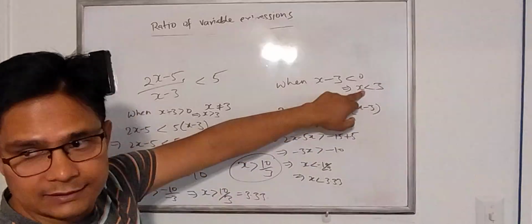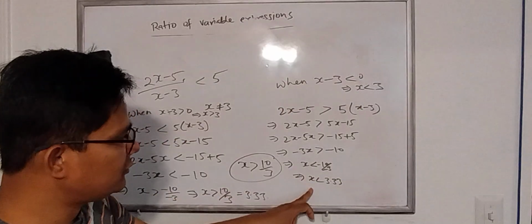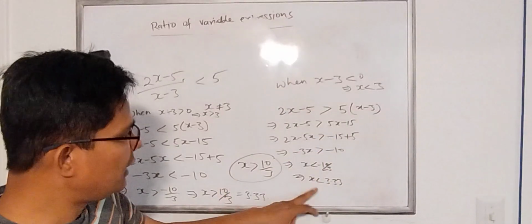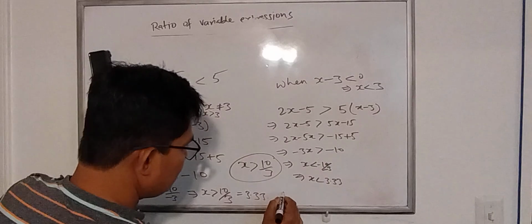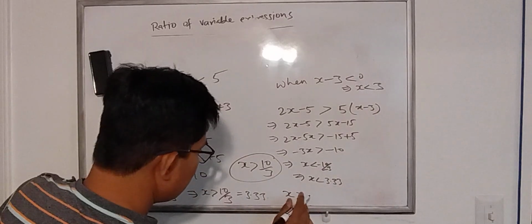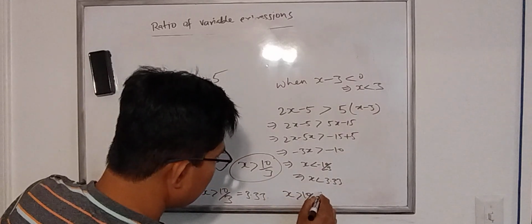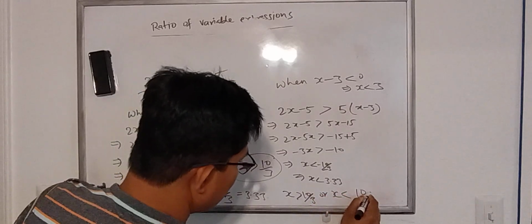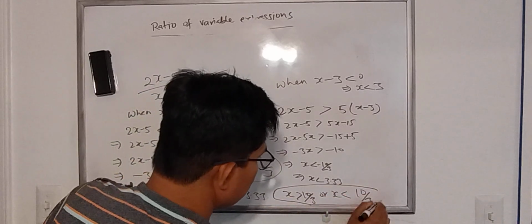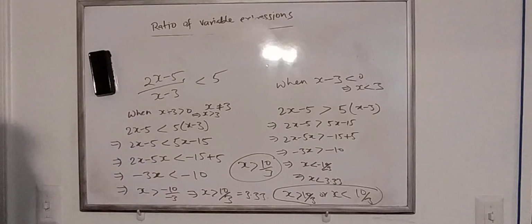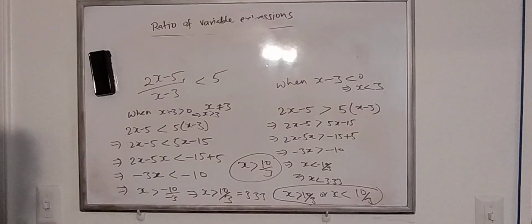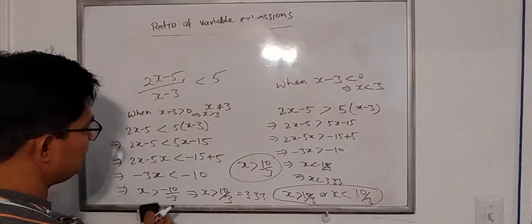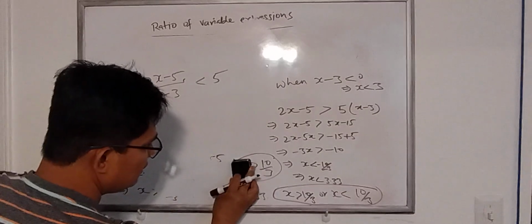Here, what was the condition? X should be less than 3, and you found x should be less than 3.33. So it satisfies this condition. So you have now two values. So x should be greater than 10 by 3 or x should be less than 10 by 3. Both of these values will satisfy this inequality. Now let's try some examples, see if it's correct or wrong.